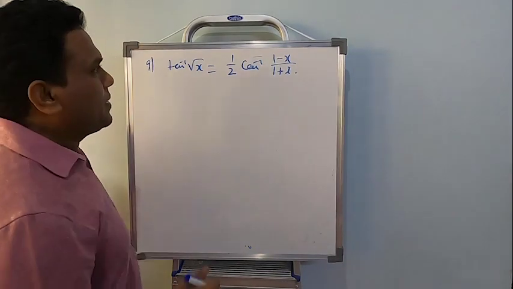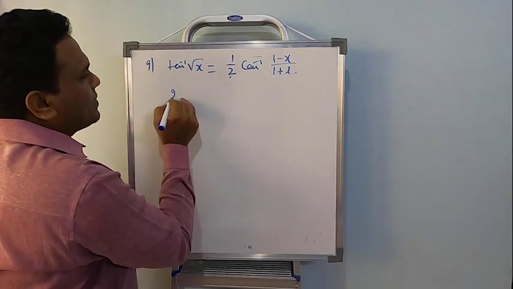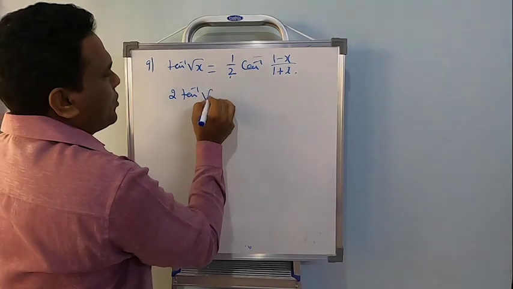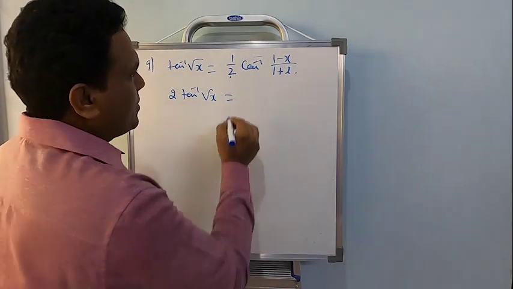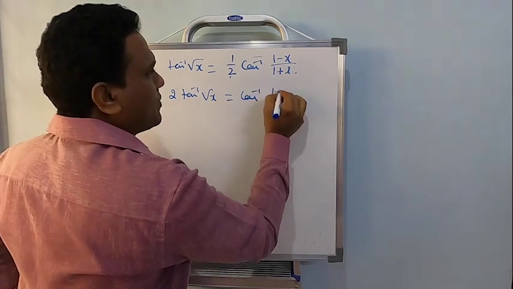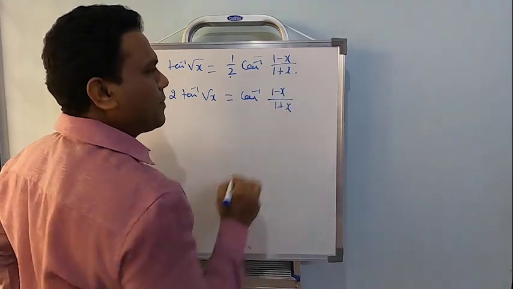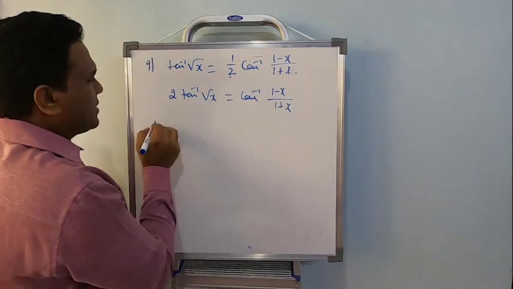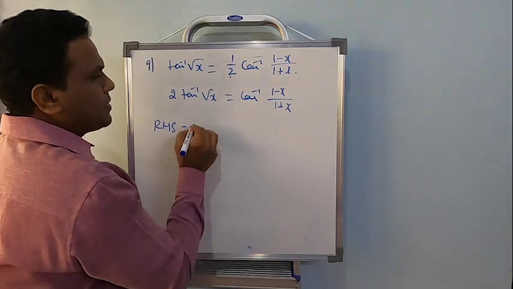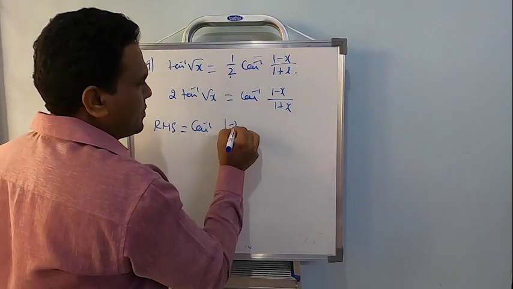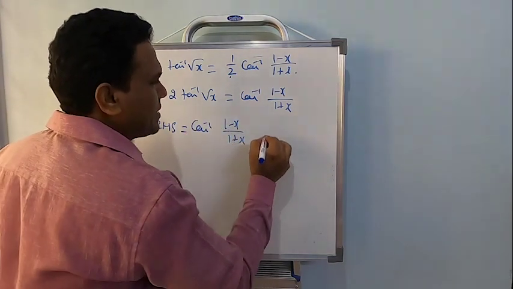So I can just rewrite this. Let me shift 2 to the left hand side. This becomes easy for me. 2 tan inverse root x can be written as cos inverse of (1 minus x) by (1 plus x). I'm going to start with RHS this time. RHS is cos inverse (1 minus x) by (1 plus x).